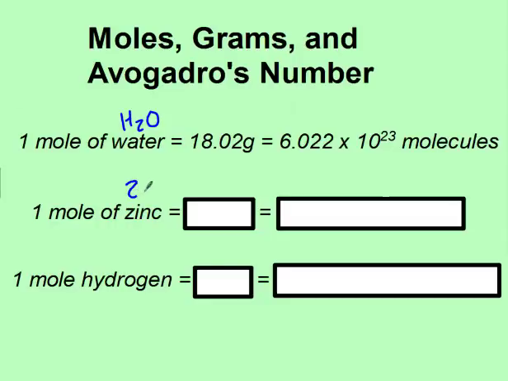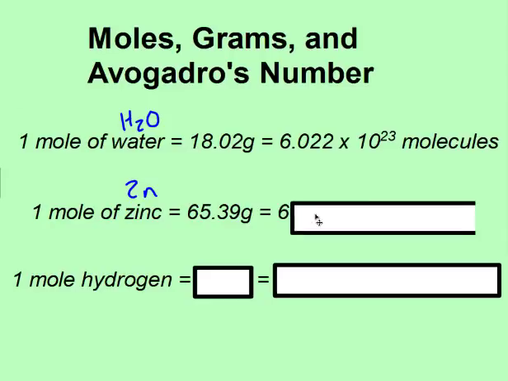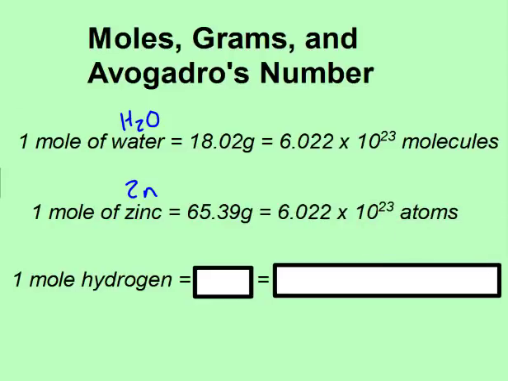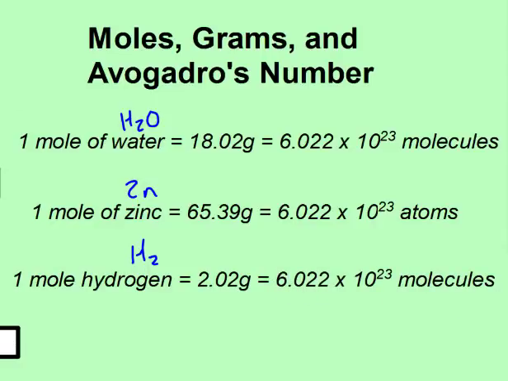Zinc is just Zn. So for my molar mass, I look on the periodic table and the mass of 1 zinc is 65.39 grams. Since zinc is just an atom, we have 6.022 times 10 to the 23rd atoms of zinc in a mole. And finally, hydrogen is not just H because it's one of the 7 diatomic, it's H2. Therefore, the molar mass of hydrogen is 2.02 grams, and we would use the word molecules when describing it.